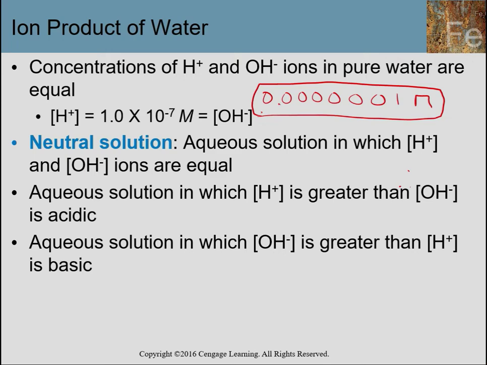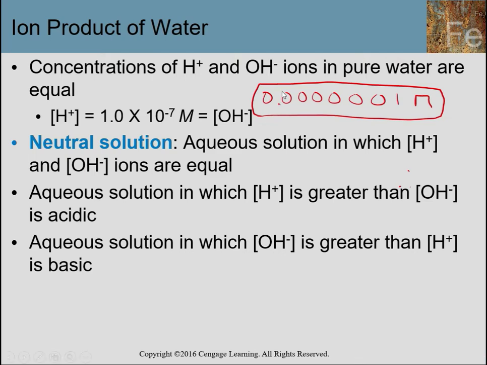In an acidic solution, the hydronium or hydrogen ions are going to be greater. And in a basic solution, the hydroxides are going to be greater. So we look at acidic and basic as being a balance between the concentrations of the hydroniums or hydrogens and the hydroxides. When they are equal, it's neutral. When there's more hydroniums or hydrogens, it is acidic.